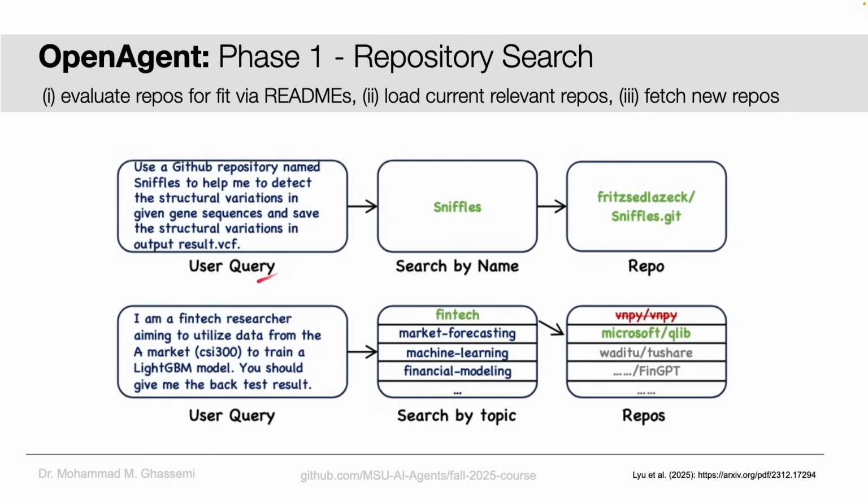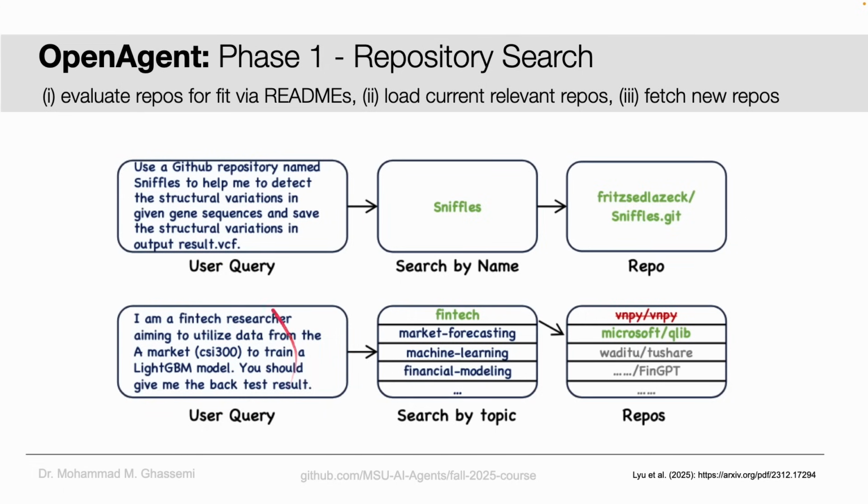This is an example from their paper of a user query. Use a GitHub repository named Sniffles to help me detect the structural variants in given gene sequences and save the structural variations in output result.vcf. This instantiates a search, in this case by name, to GitHub for a repo called Sniffles, they end up finding it, and then they can clone it and use it in the next steps.